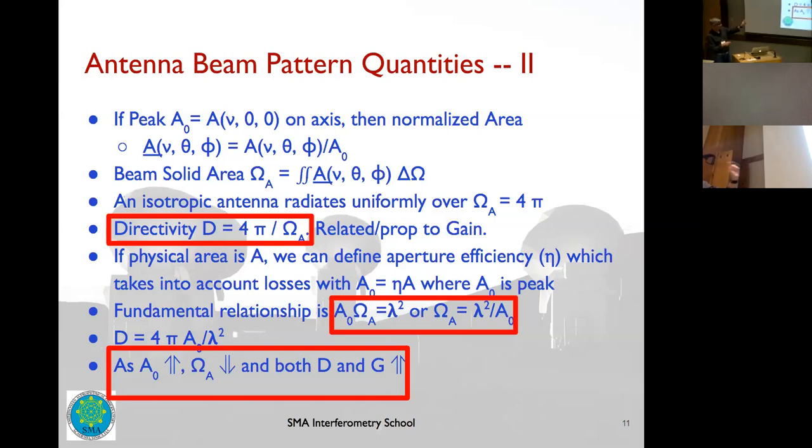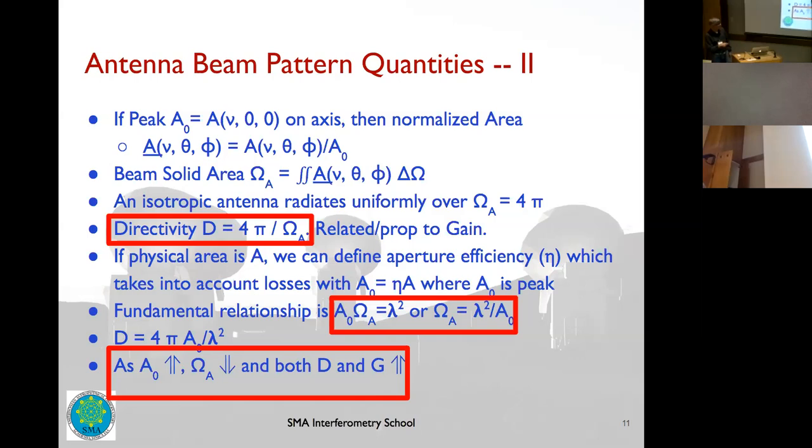The problem also is that for each antenna, even though you have a certain physical surface, there are losses associated with this dish. All of these are usually lumped into a quantity called the aperture efficiency, eta, which takes into account all the losses. Then we can define another quantity, which is essentially the actual area times the aperture efficiency, A0. There's a fundamental relationship between all of these quantities: A0 times the beam solid angle equals lambda squared. Therefore you can get the beam solid angle in terms of area, and you can write the directivity like this.